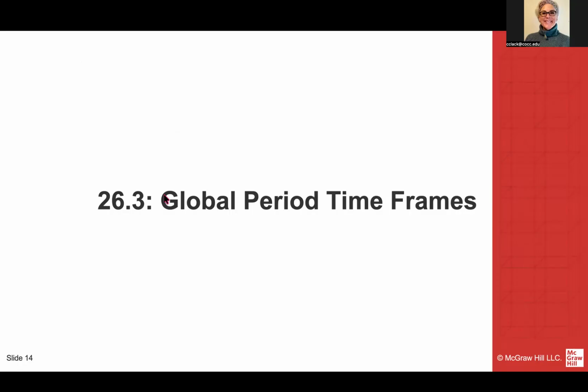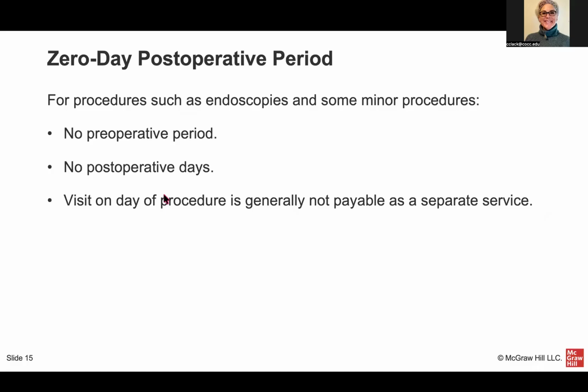Global period is a span of time surrounding a surgery during which the surgical package applies. CMS defines these time frames and they fall into three categories: 0-day, 10-day, and 90-day global periods. Understanding these time frames helps you know which services are bundled and cannot be billed separately, and what happens when a patient comes back during that window. Let's look at each one.